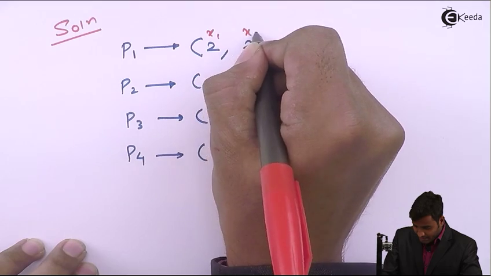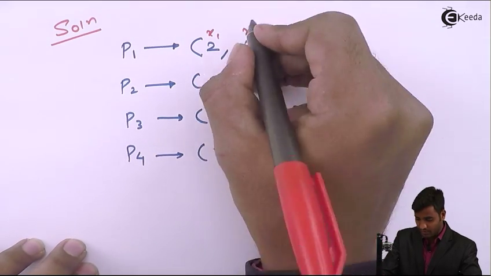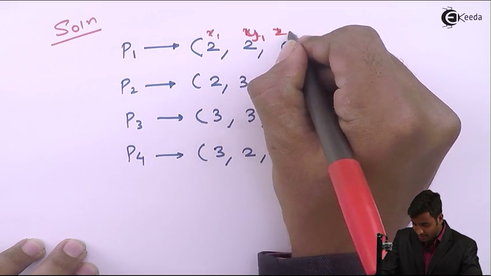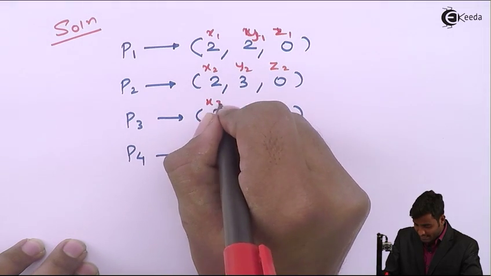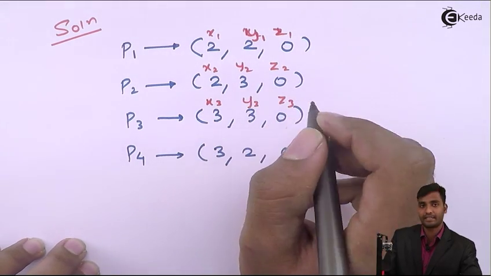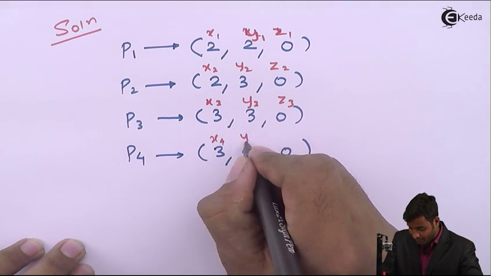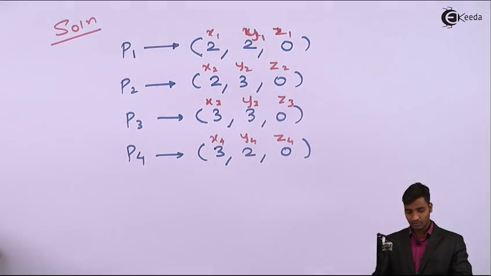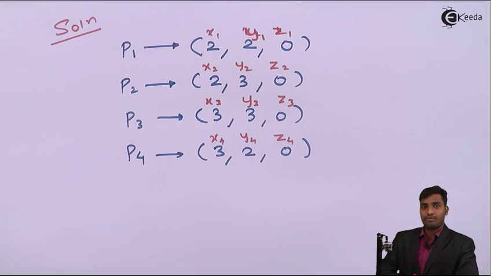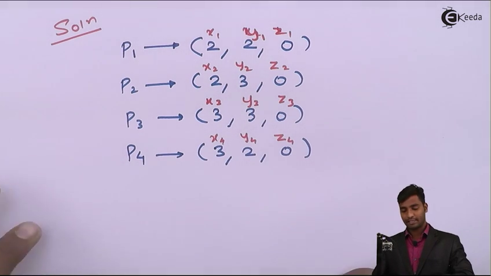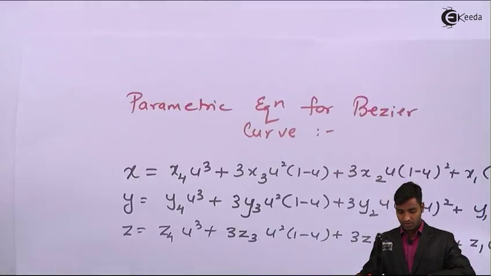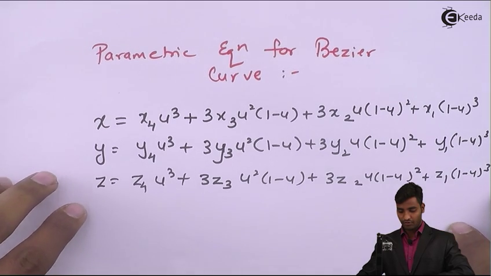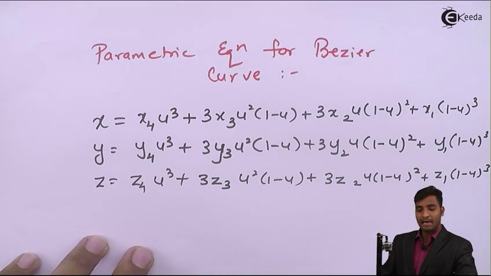This will be x1, y1 and z1. This will be x2, y2 and z2. This will be x3, y3 and z3. And last it will be x4, y4 and z4. So now we know that for solving this problem we will require the parametric equation for Bezier curve. So this is the parametric equations for Bezier curve.